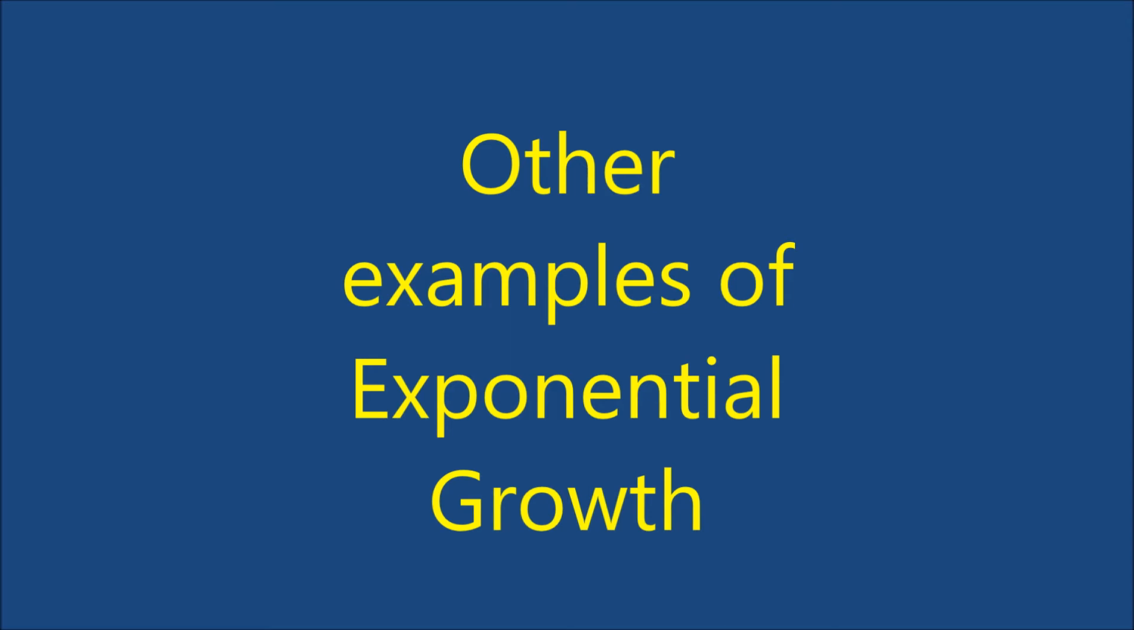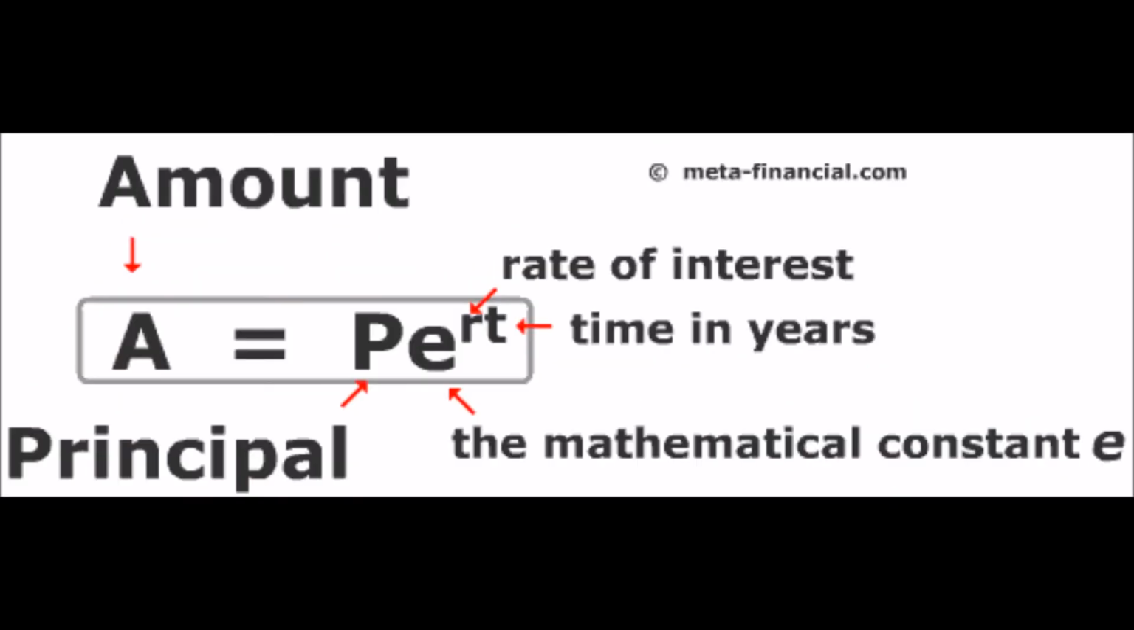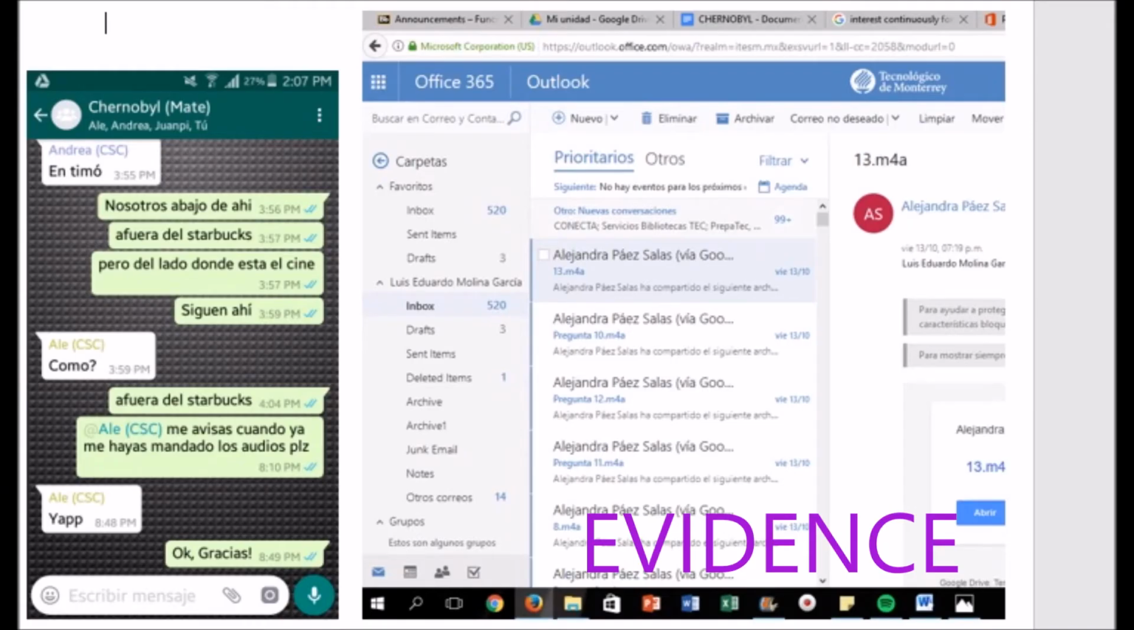Other examples of exponential growth, in addition to Chernobyl's radiation, are the reproduction of bacteria with the formula of constant growth with the number of Euler. Another example is the amount of money that we save in the bank, because when we deposit money in the bank, we are generating interest, and this interest makes our money grow exponentially.